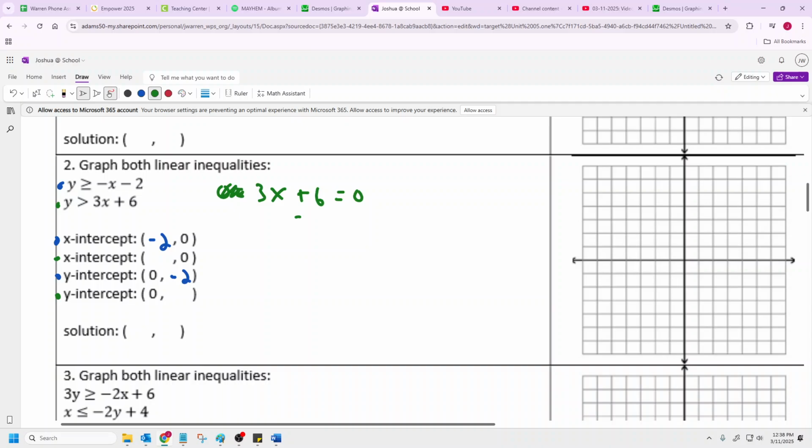So then I'm going to subtract 6 on both sides. I have 3x equals negative 6. I'm going to divide by 3 on both sides, and I have x equals negative 2. So when it's all said and done, my x-intercept is negative 2. I'm going to go ahead and erase my work, and I'm going to move to the y-intercepts now.